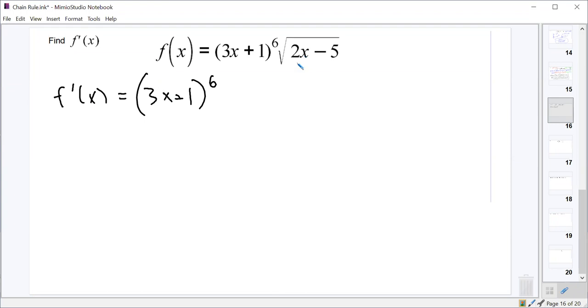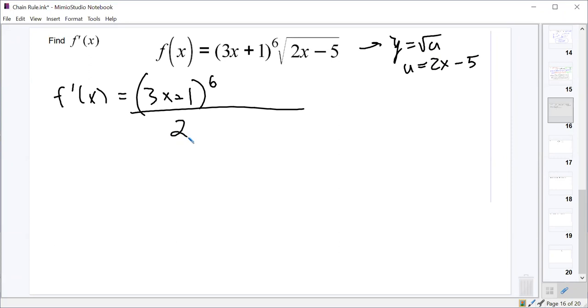times the derivative of root 2x minus 5. So how do we find the derivative of root 2x minus 5? This is y equals root u, with u equal to 2x minus 5. So the derivative should be 1 over 2 root u, so 1 over 2 times the square root of u, and then times the derivative of u, which is that 2. Everybody good with that part so far?